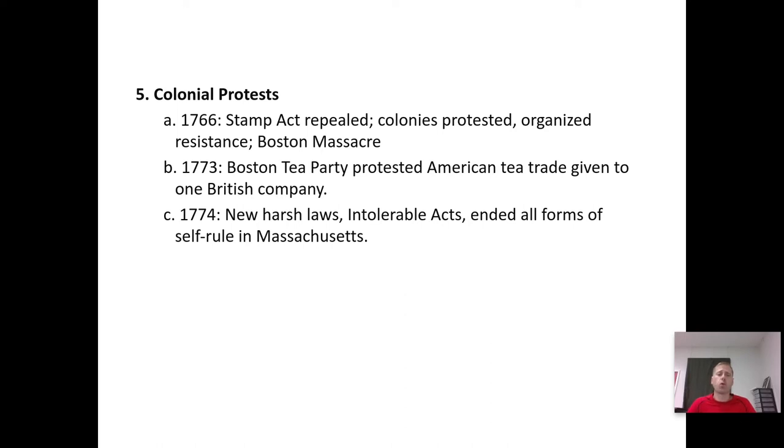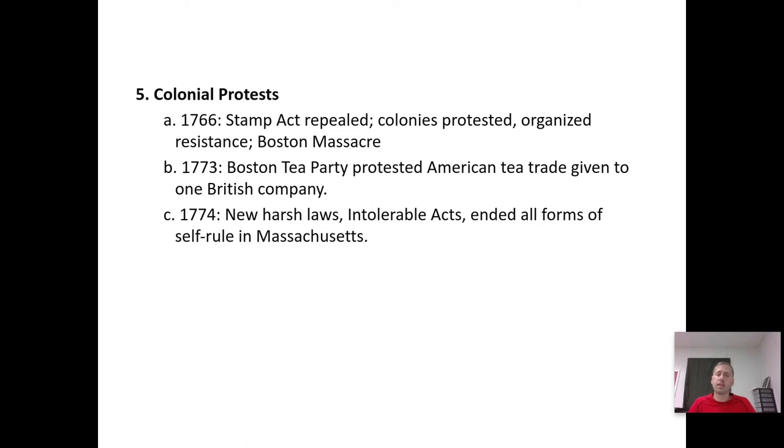If you look at that word intolerable, think about what that means. Or think about the root word, tolerate. If you tolerate something, you put up with it. Maybe you have a little brother or sister that you tolerate, even though they're kind of annoying. You put up with it. Well, think about this word, intolerable. You can't stand it. You cannot put up with this. That's what we called the Coercive Acts.